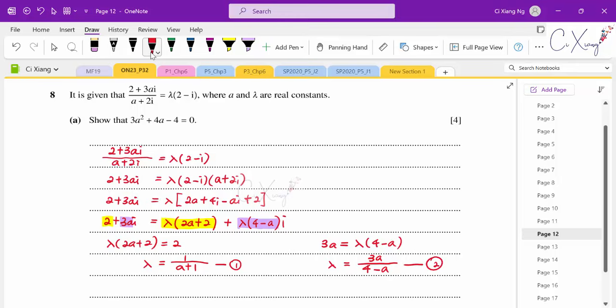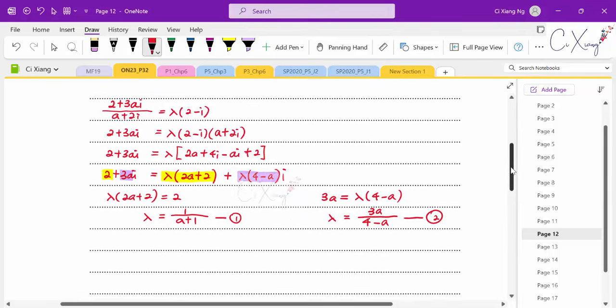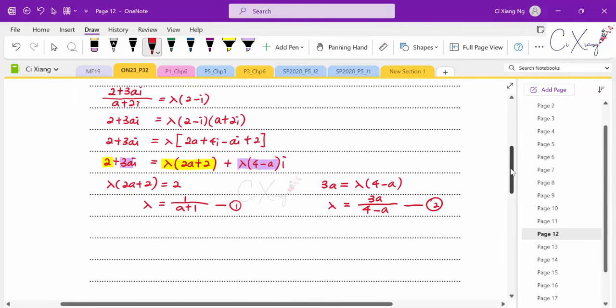And now, to get one equation in terms of a, right? We should try to get rid of lambda. So what we are going to do is equate equation number 1 and 2 so that the lambda will disappear. So when you let 1 equal to 2, right? You have 1 over a plus 1 equals 3a over 4 minus a. Then try to simplify everything.